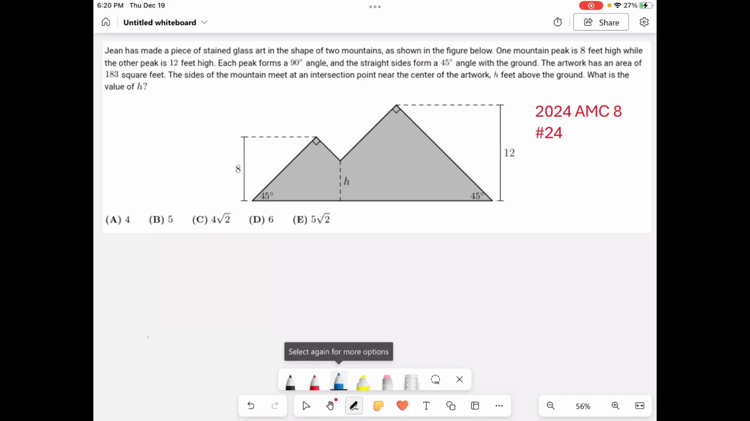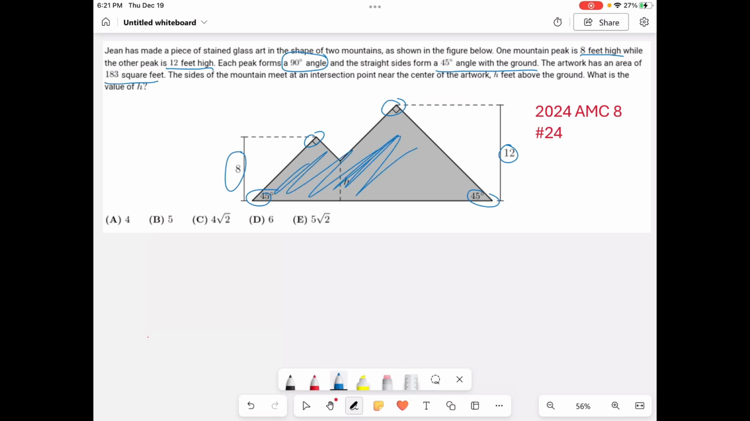John has a piece of stained glass art in the shape of two mountains, as shown in the figure below. One mountain peak is 8 feet high, while the other one is 12 feet high. Each peak forms a 90-degree angle, and the straight sides form a 45-degree angle with the ground. The artwork has an area of 183 square feet, so this whole thing is going to be 183 square feet. The sides of the mountain meet at an intersection point near the center of the artwork, 8 feet above the ground. What is the value of h?